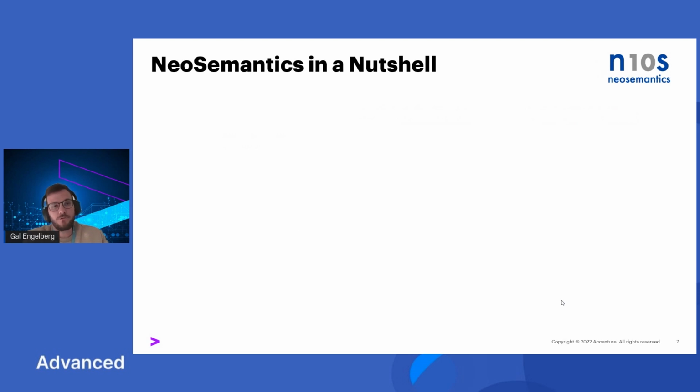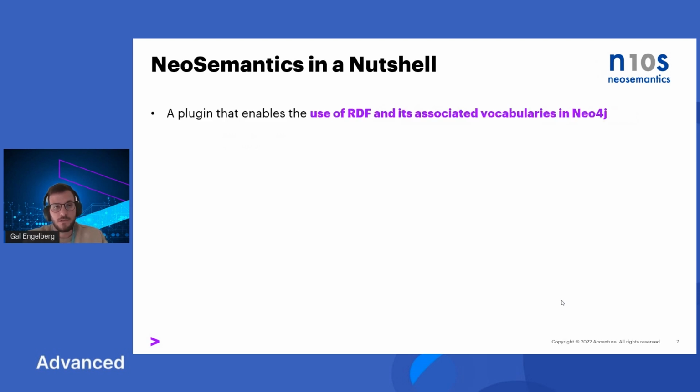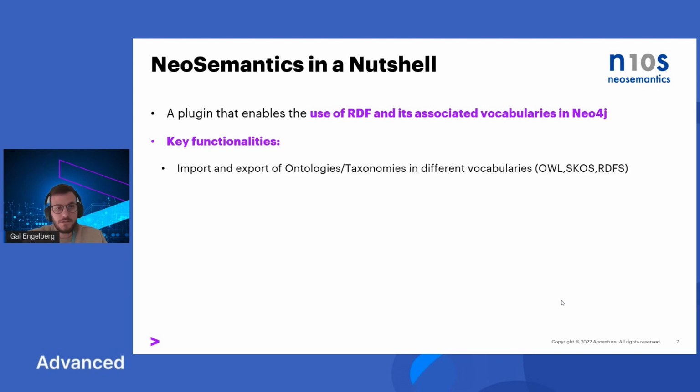Another capability of Neo4j that we are using is NeoSemantics, which in one sentence is a plugin that enables the usage of RDF or other associated vocabularies within Neo4j. It has some key functionalities. The first one, and the most important to our use case, is the ability to import and export ontologies and taxonomies, which are the representation that is widely used for knowledge bases and more. There are other vocabularies that could be used, such as OWL, SKOS, and RDFS.